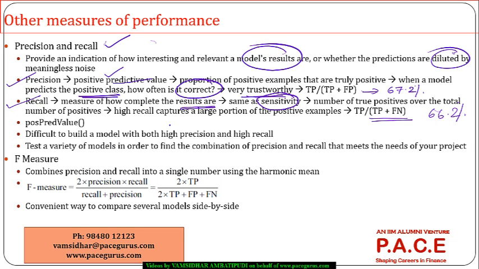Recall is a measure of how complete the results are. Formula wise it's the same as sensitivity, wherein I am looking at the number of true positives over the total number of positives altogether. So a high recall, which means I get a much higher percentage for the recall value, is also an indication that all the positives are correctly classified.